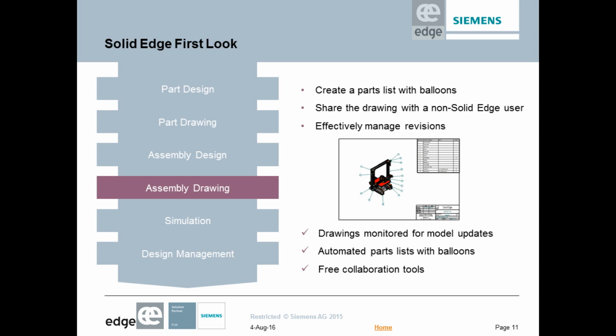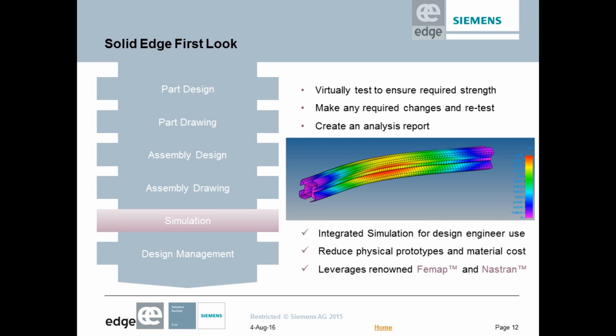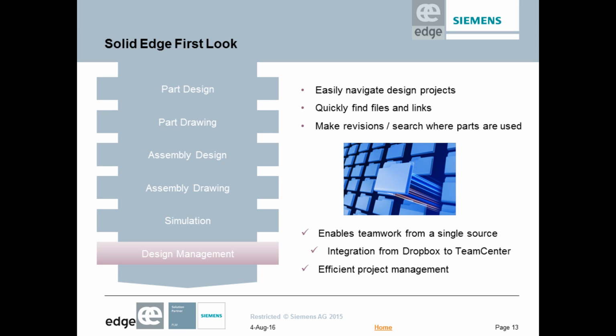So that's a quick overview of the assembly and design side of things. We can also do simulation. We don't really have time to do that today, but this allows you to virtually test to ensure required strength and/or deflection, things like that. And it uses the world-renowned FEMAP with NX Nastran, quite a high-level simulation product. We've also got design management tools, much more than we've been able to show you today. And these allow you to navigate design projects, find files and links between files very quickly and easily, and make revisions and search where parts are used very effectively and efficiently. It also enables teamwork from a single source, so you've got full integration with different teams that you're working on.